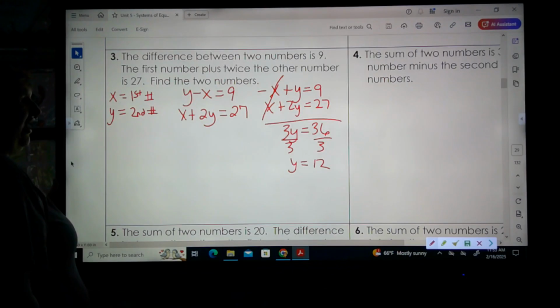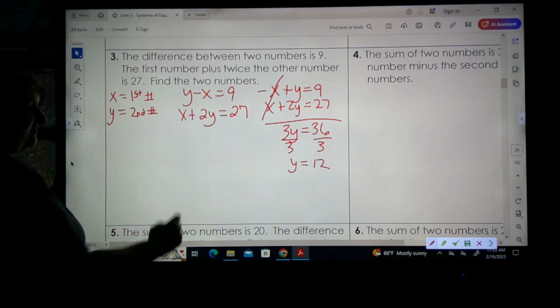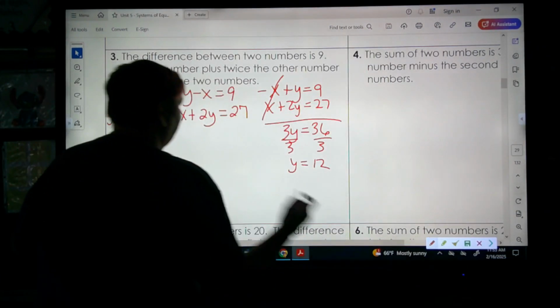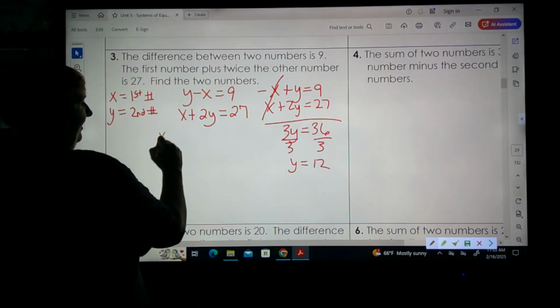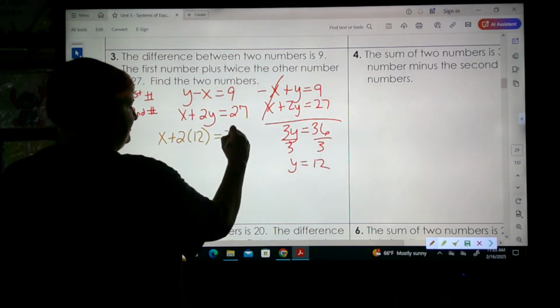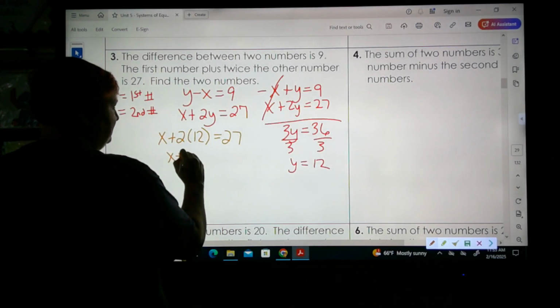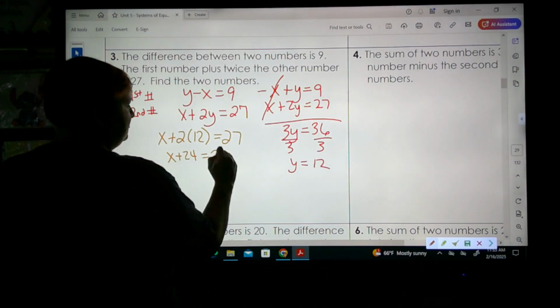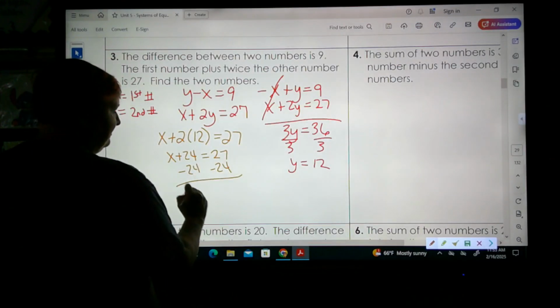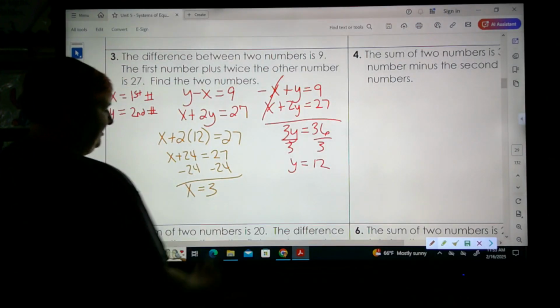Now that we know what y is, we can plug it into either equation. I'm going to plug it into the second one. X plus 2 times 12 equals 27. X plus 24 equals 27. Subtract 24 from both sides to isolate the x. X equals 3.